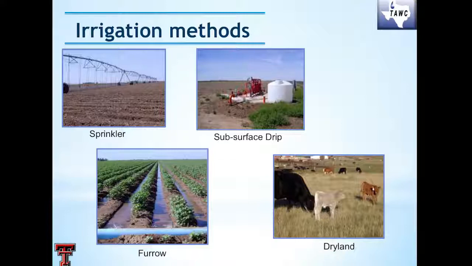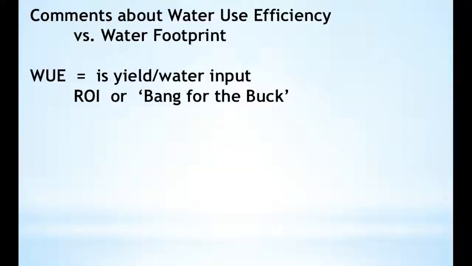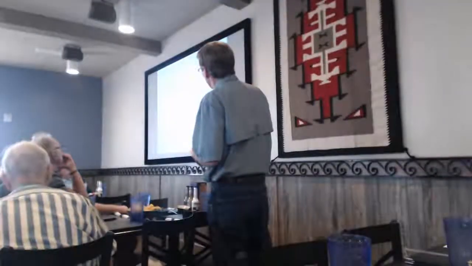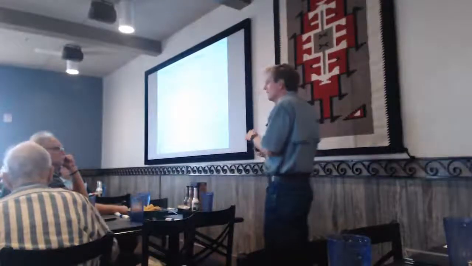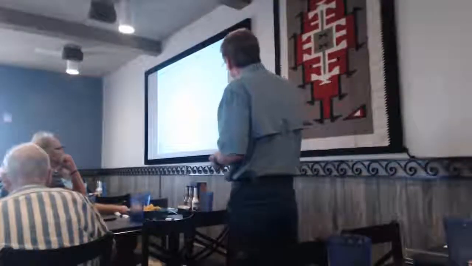I want to talk, first of all, about water footprint, but also most of you probably have heard the term water use efficiency more commonly. Water use efficiency in agriculture refers to the yield of a crop, or whatever, per unit of water input. And so this is analogous to a return on investment, the ROI, or bang for the buck. So the bang would be your yield, the buck is this water input. And of course, in agriculture, we want to optimize our input and maximize our profits. We are very concerned about water use efficiency, that is the yield divided by the water input.